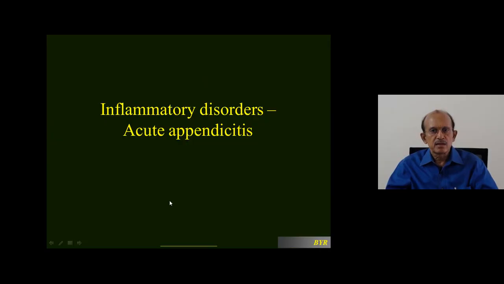Inflammatory disorders: acute appendicitis. This is the main disorder in the vermiform appendix, so you have to know about this. Though this organ is just a little smaller than your index finger, it occupies one whole chapter in our surgery textbook. The reason is the high incidence of acute appendicitis and its presentation as the commonest acute surgical abdomen.